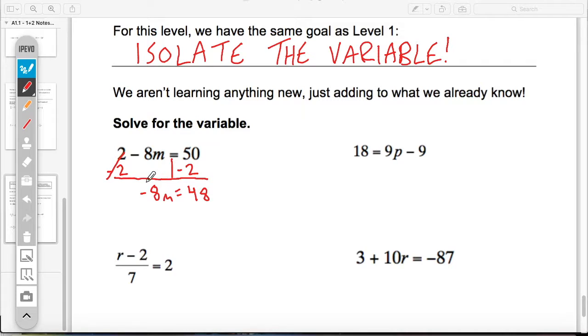Okay, so now if we look at this, we have a one variable equation with one operation, and we just learned how to solve those. So I'll make another t. I'll divide by negative 8 on both sides. Okay, negative 8 divided by negative 8 is 1. So I'm left with m equals 48 divided by negative 8, which is negative 6.